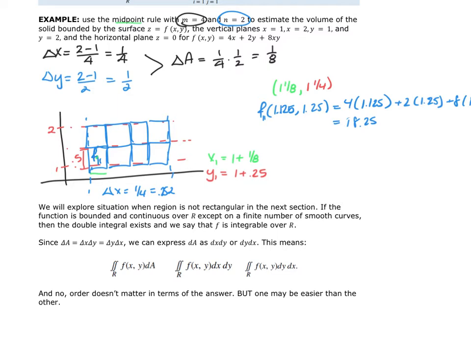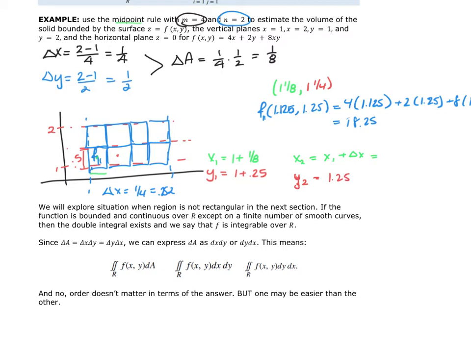Now I need to find the next point. To find this next point, my x sub 2 will be x sub 1 plus my delta x. This is just like doing Riemann sums like we did before. This is nothing new. It's just that we now have ordered pairs to put in. And my y sub 2 is just going along across the bottom, so it will be the same, nothing new there, 1.25.